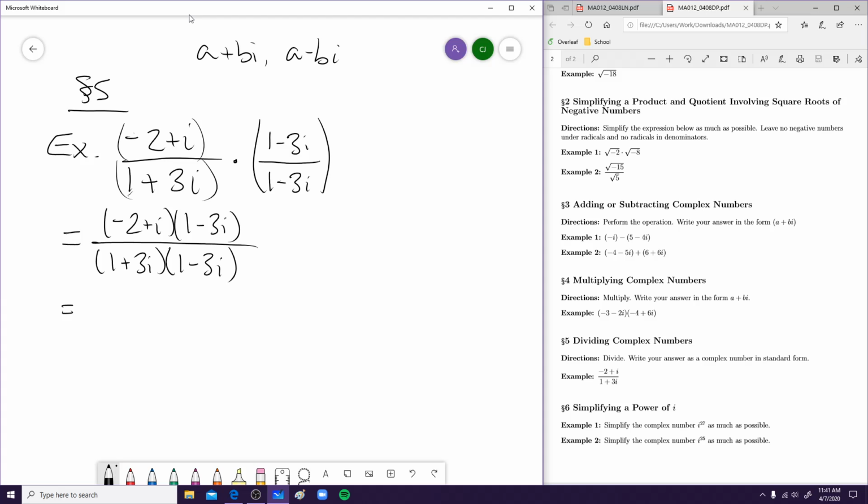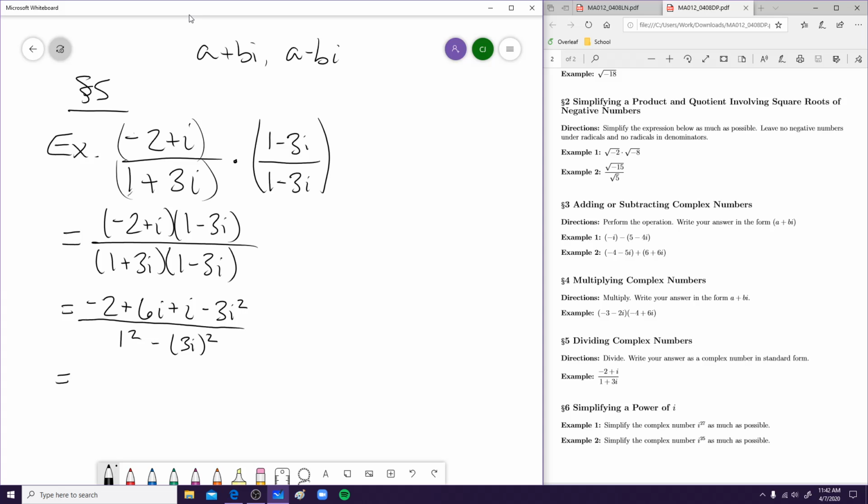So -2 times 1, that is -2. And then -2 times -3i is positive 6i. i times 1 is i. And then i times -3i is -3i squared. For the bottom, this is a difference of squares because we're multiplying two conjugates together. So this is going to be 1 squared minus (3i) squared.